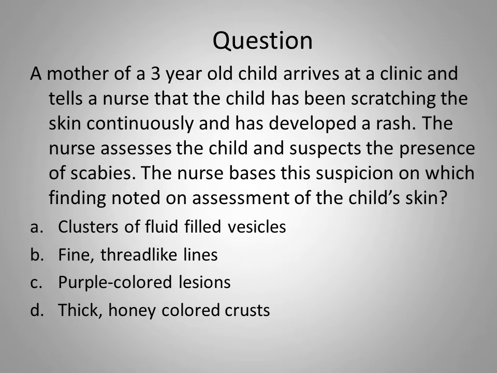The best answer here is letter B, fine thread-like lines. Clusters of fluid-filled vesicles might be something like a herpes type of infection. Purple-colored lesions are more likely to be ringworm, and children with thick honey-colored crusts may have something like impetigo or even varicella.